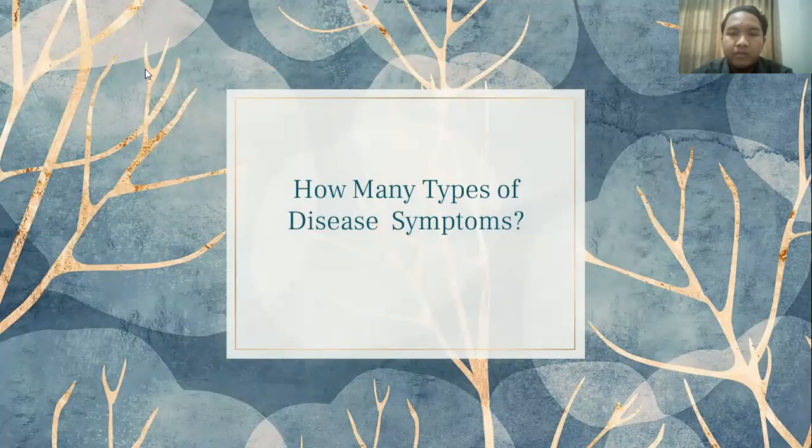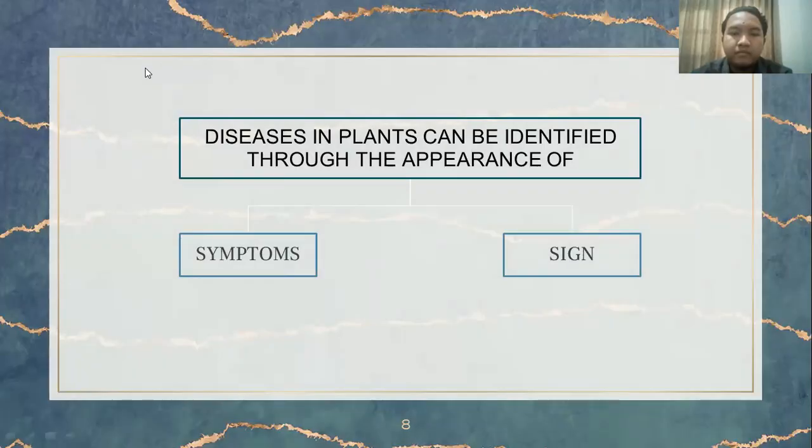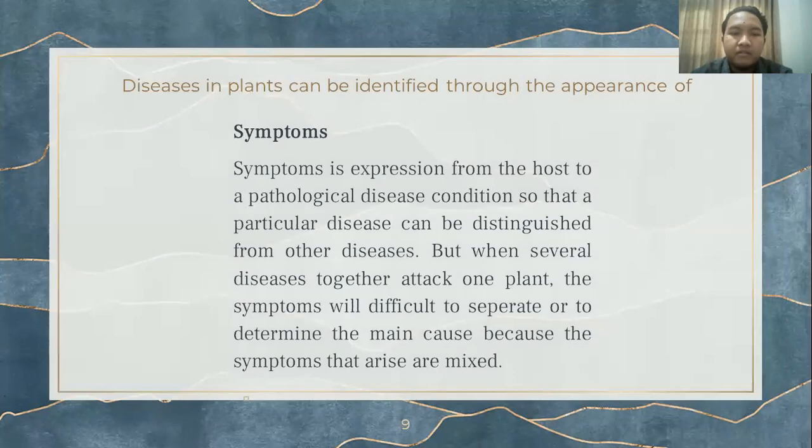How many types of disease symptoms are there? Disease in plants can be identified through the appearance of symptoms and signs. The first one is symptoms.